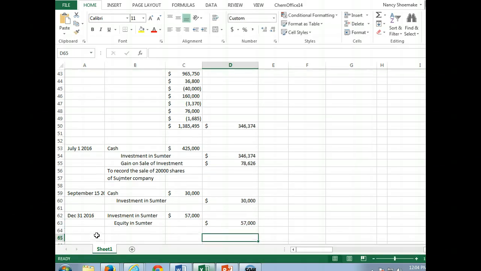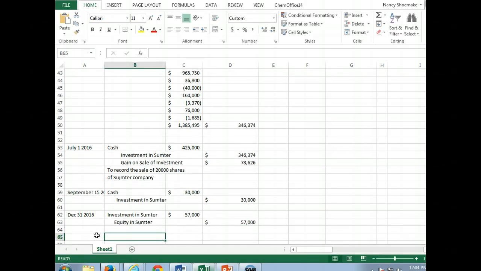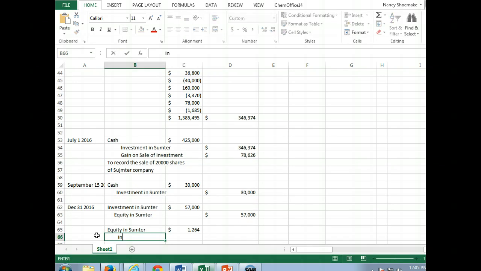Then we would need to record our patent piece also. To record a portion of the patent amortization, half of the year would be $1,264 again. We would say equity in Sumter $1,264, and we would credit our investment in Sumter $1,264.